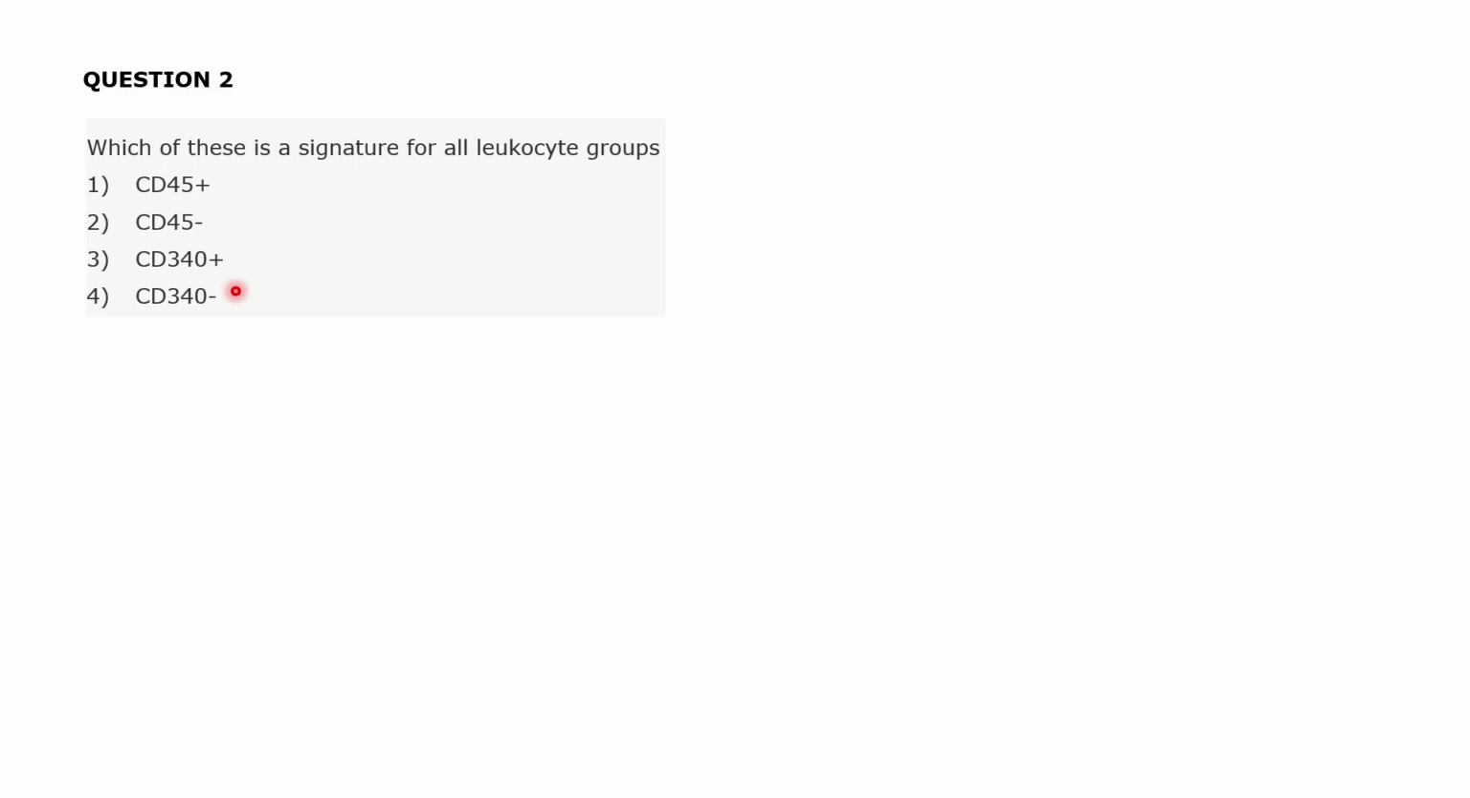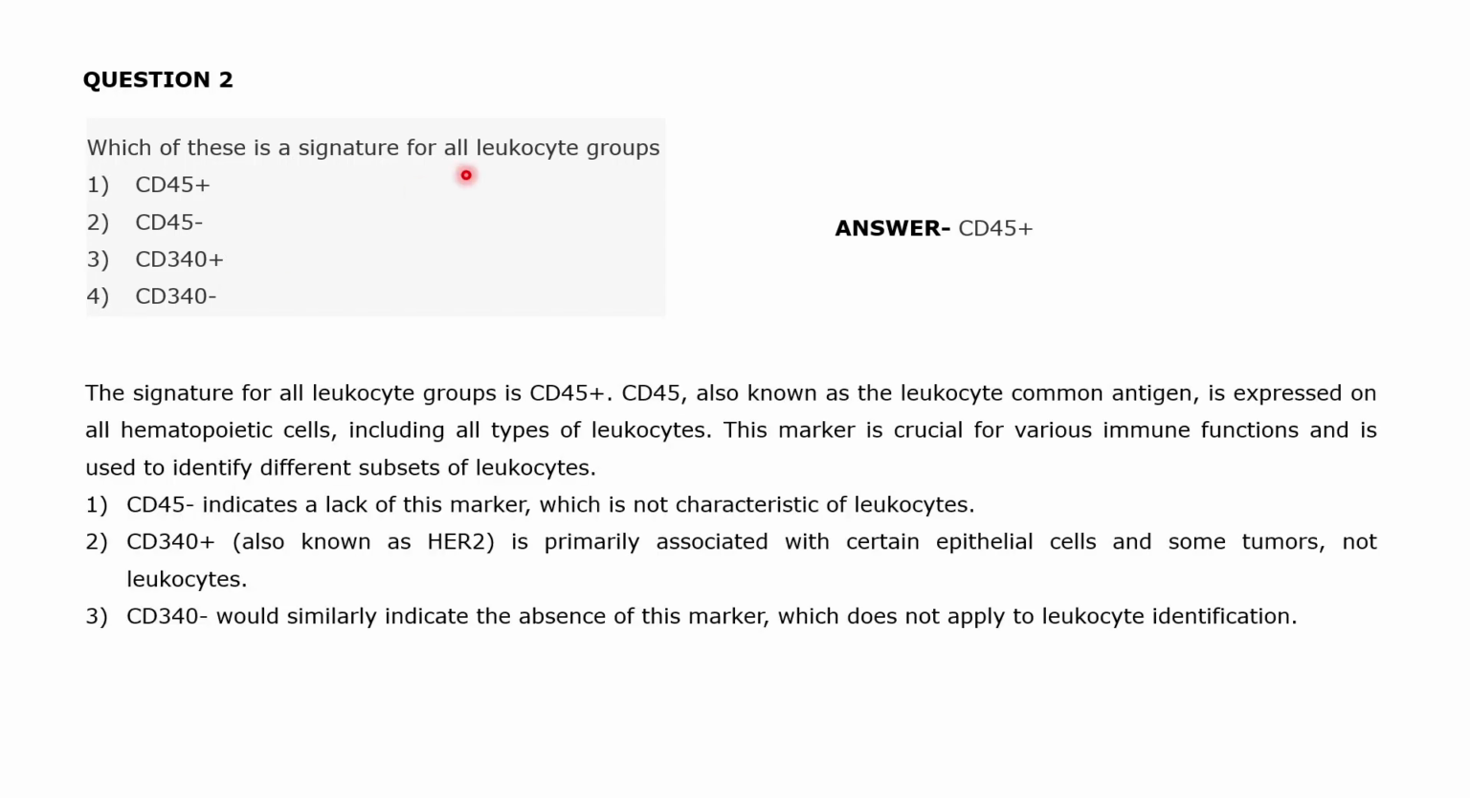Okay, so basically you are right. The answer to this question is CD45 plus. These are cell differentiation markers. CD stands for cell differentiation, or cholesterol differentiation, I also don't recall that properly. Basically all the leukocyte groups have this particular cell surface marker or receptor, that is CD45 plus, and it's a common leukocyte antigen that is expressed in all hematopoietic or blood cells.